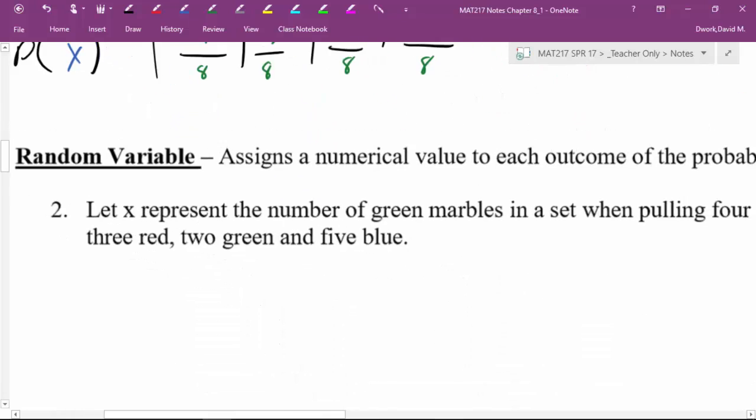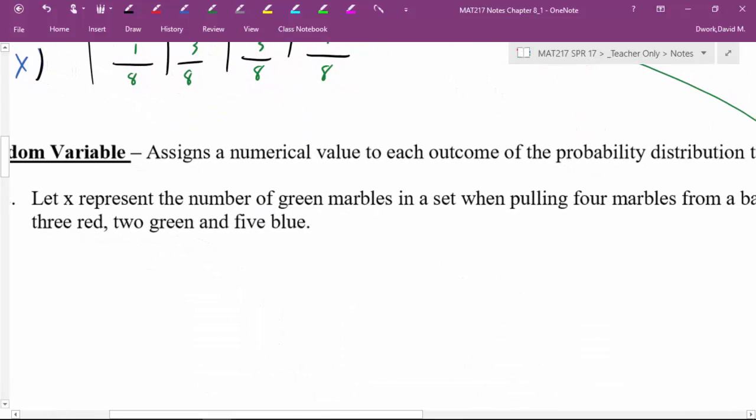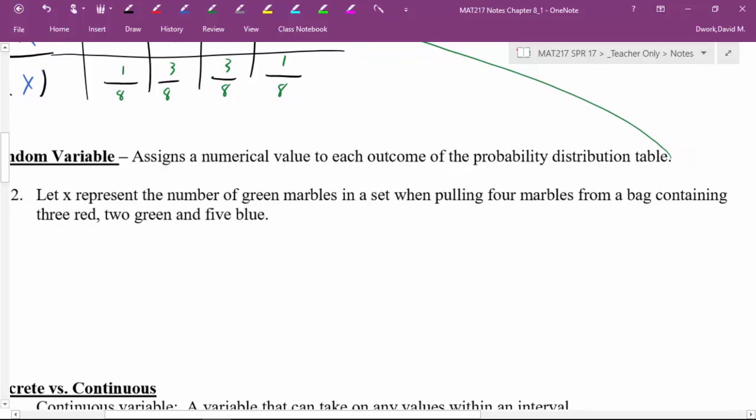Great. Okay, so now a little bit of practice. You do this one. Let x represent the number of green marbles in a set when pulling 4 marbles from a bag containing 3 red, 2 green, and 5 blue. So can you create a probability distribution table with that in mind? Okay, give it a shot. I'll pause the video. All right, here we go.